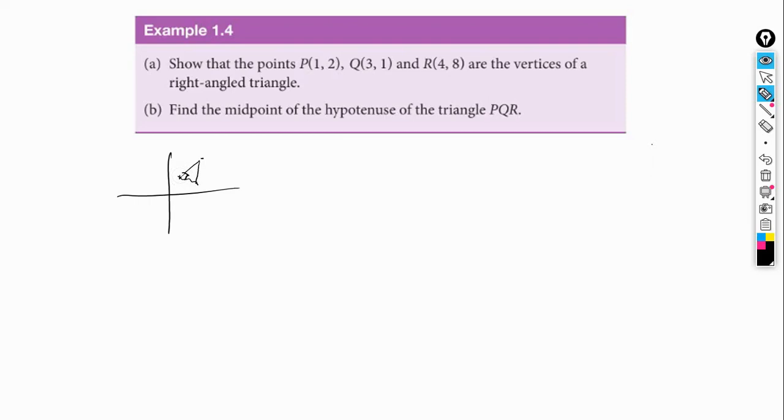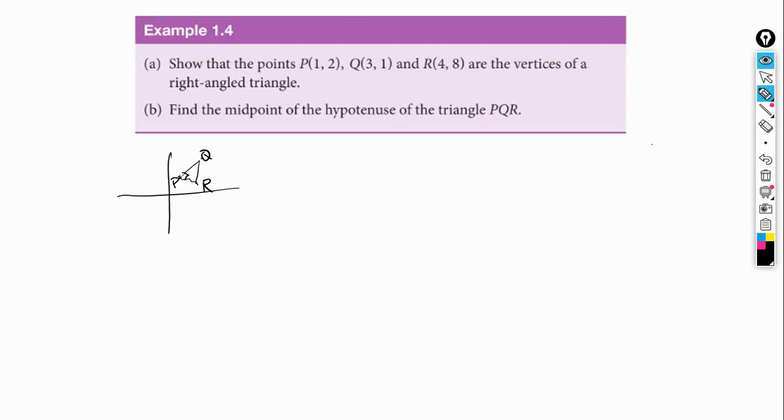So this would be point P, this would be point Q, and this would be point R. So the way that you prove if those 3 points are the vertices of a right angled triangle is if their distances are a Pythagorean triple. So how do we do that? Well, we need the distance formula.